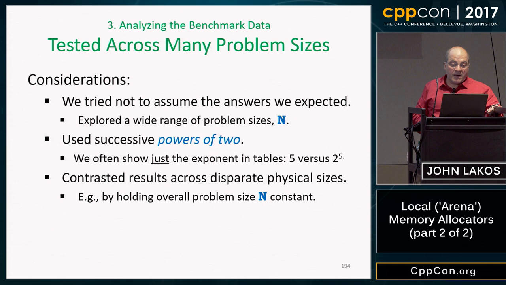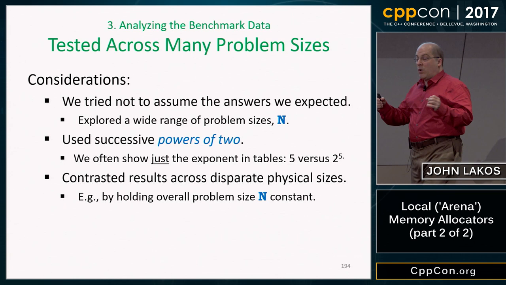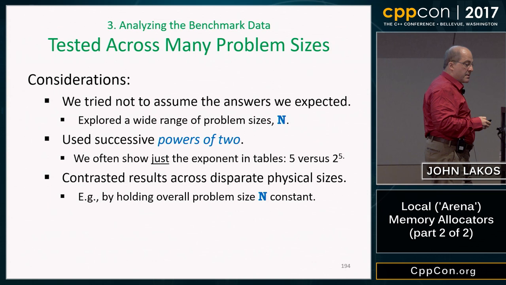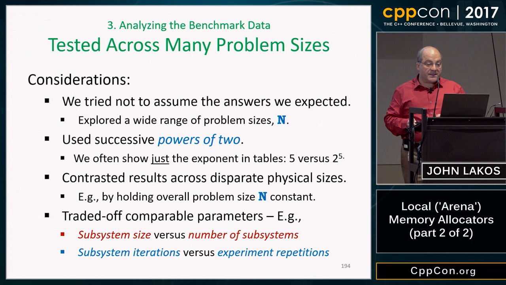We contrast disparate results of different sizes by holding two similar parameters, like two temporal parameters or two physical parameters, the product constant, which means the sum of the exponents is constant. So we trade them off. So for example, subsystem size versus number of subsystems.